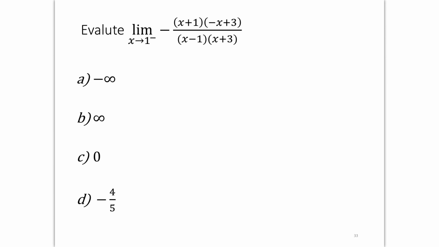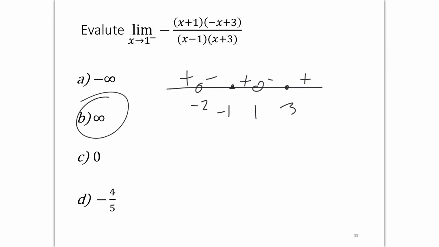Let's try another one. The limit as x approaches 1 from the left of the following. All right, so if you draw a sign diagram, you'll get negative 2 and negative 1, 1 and 3, positive, negative, positive, negative, positive. So as we go to 1 from the left, we're going to have positive infinity, so the answer is B.